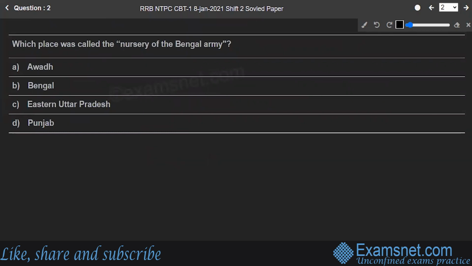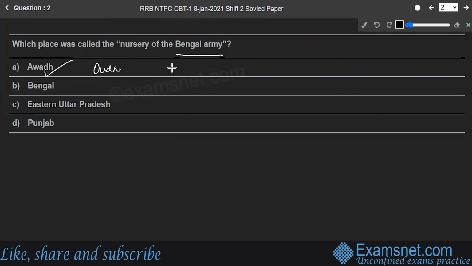Question number 2. Which place was called Nursery of Bengal Army? Awadh, Bengal, Eastern Uttar Pradesh, or Punjab? The correct answer to the question is Awadh. Awadh was called Nursery of Bengal Army. Awadh, known in British historical text as Oudh, is a region and proposed state in the modern Indian state of Uttar Pradesh.